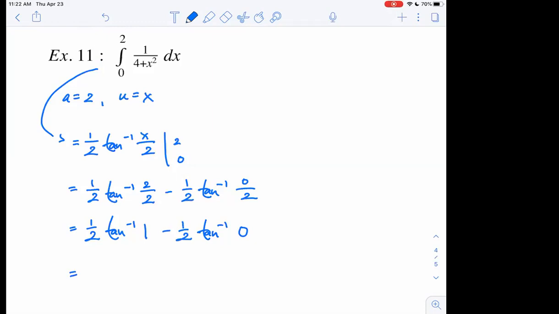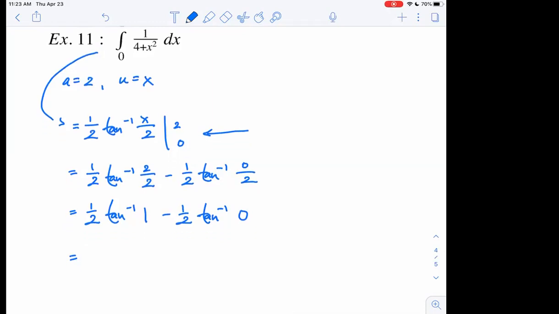So if we plug everything into our formula, we should get this line right here. So I've got a 1/2 arctan of x over 2. I'm going to plug in the 2, and then I'm going to plug in the 0, and I'm going to subtract them. And so when I get to this final line, arctan of 1 is asking which angle has a tangent of 1. Another way to think about that is which angle has the same sine and cosine. And so that angle is pi over 4, okay?